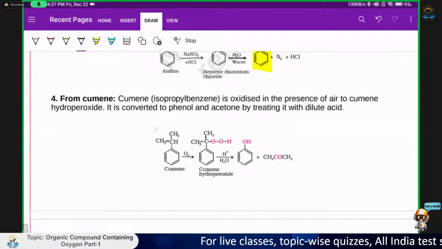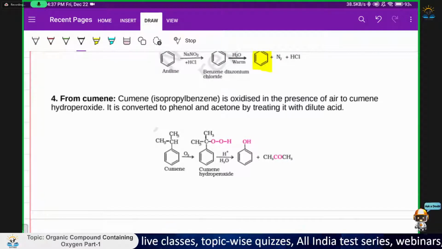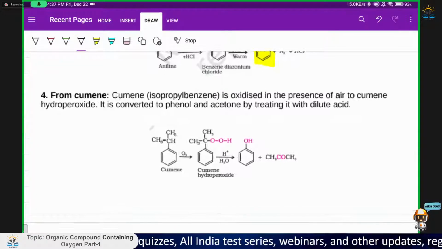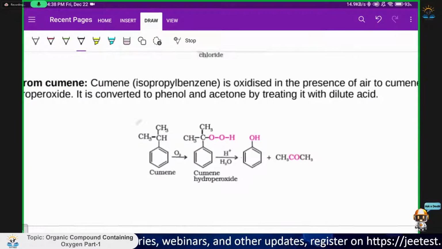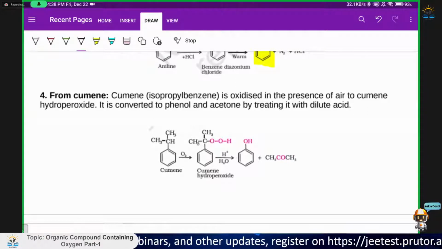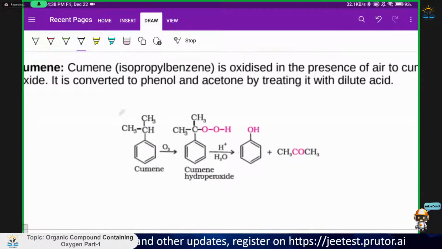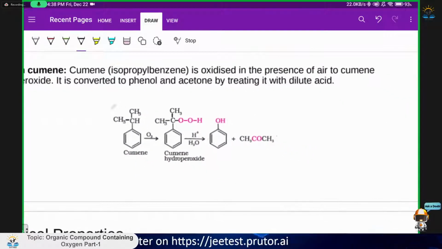Now from cumene. What is cumene? An isopropyl group attached to a benzene ring. That's called cumene. It is oxidized in the presence of air to cumene hydroperoxide. So when we oxidize it, we get cumene hydroperoxide. And it is converted to phenol and acetone by treating it with dilute acid. So we hydrolyze it with dilute acid and we get phenol and acetone. We should also know that it's an excellent method of preparation for acetone.